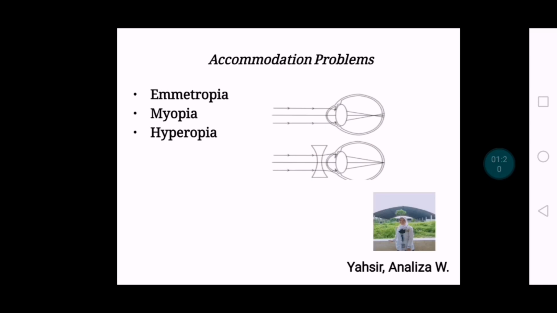Emmetropia occurs when there is a perfect balance between the lens and the optical power of the eye. Not much is known about why some people's eyes develop with this ideal balance while others' eyes develop too long or short.